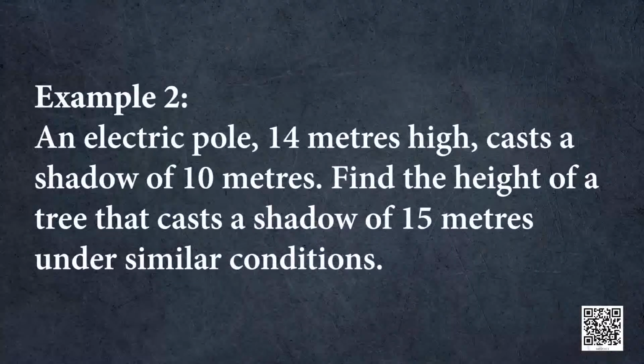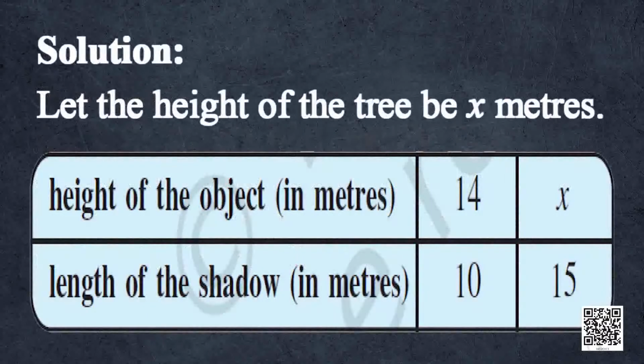Example 2. An electric pole 14 meters high casts a shadow of 10 meters. Find the height of the tree that casts a shadow of 15 meters under similar conditions. Let us see how we can solve this. Solution.